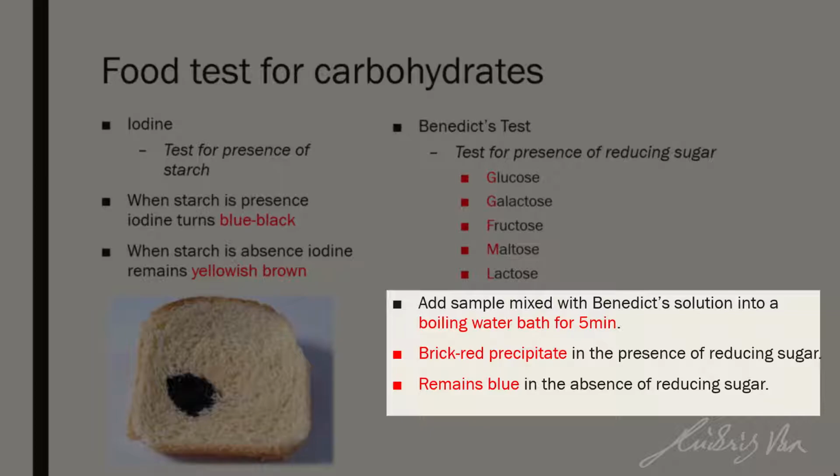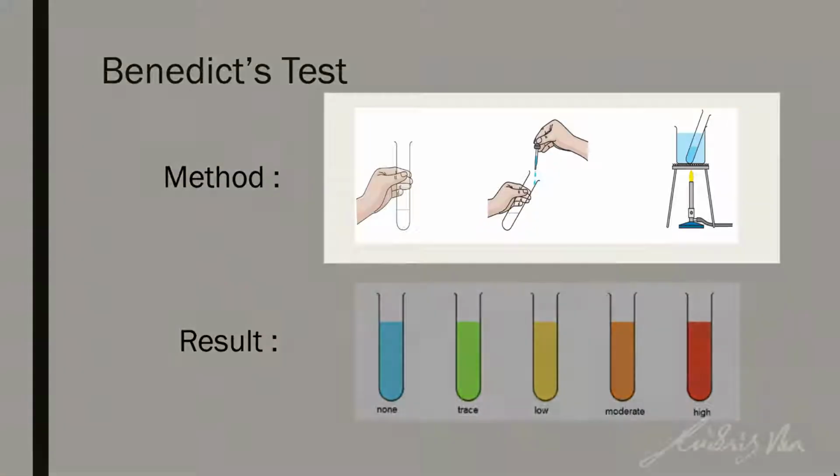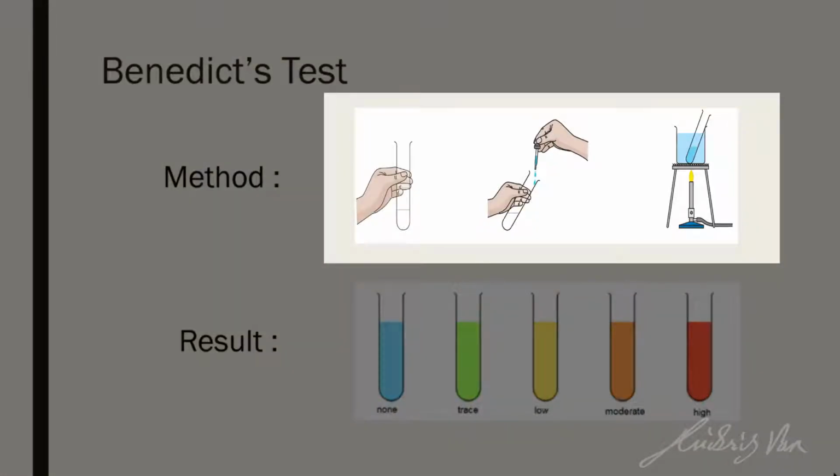And the thing about Benedict test is actually there's a range of results. So here you can see the method. We have a solution of, let's say, reducing sugar. Then we add in Benedict solution, put it on a water bath. The diagram is not very good, and actually this one is from your textbook. Please do not put the mixture on top of a flame because the sugar will just decompose. And just leave it there for 5 minutes.